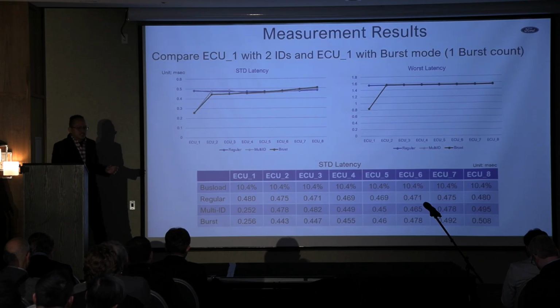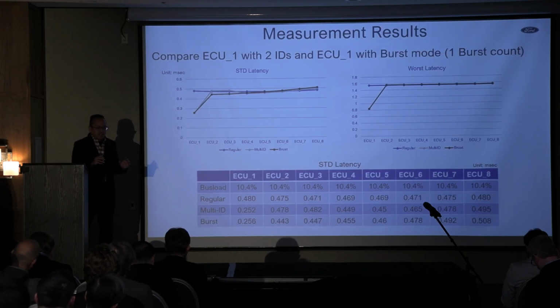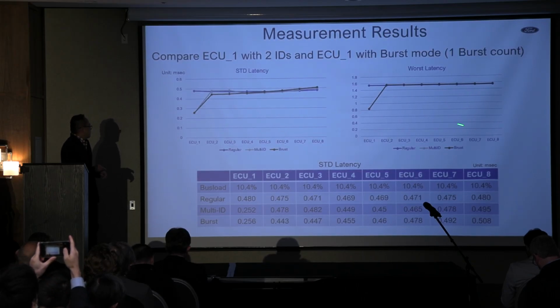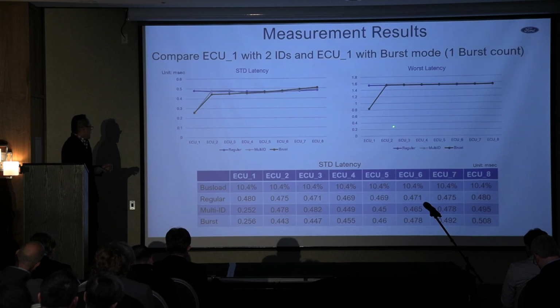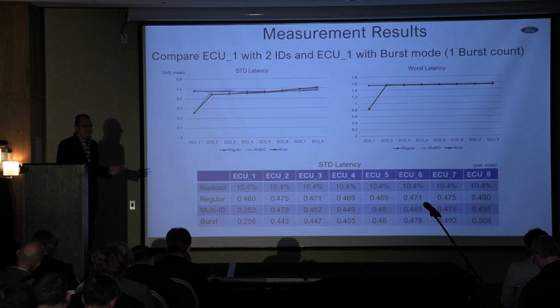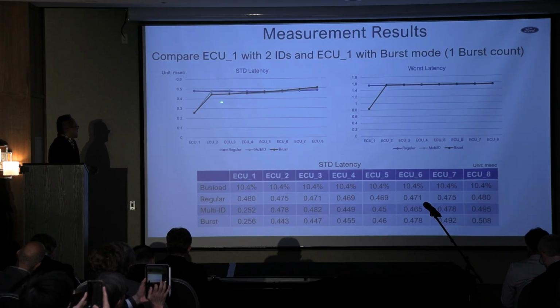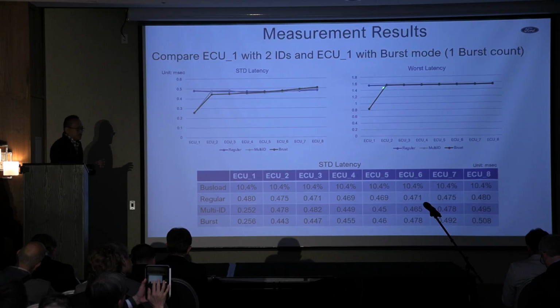So in the first study we have the 8 nodes. Each node has the same bus utilization. So we try to use the ECU 1. It can have multiple IDs, and also the burst mode. So it's very similar on the latency. We cannot say which one is good, which one is bad. It's very good for reducing the latency. But something interesting here is that for the nearby node, the latency is a little bit increased. So we can go to the next study.